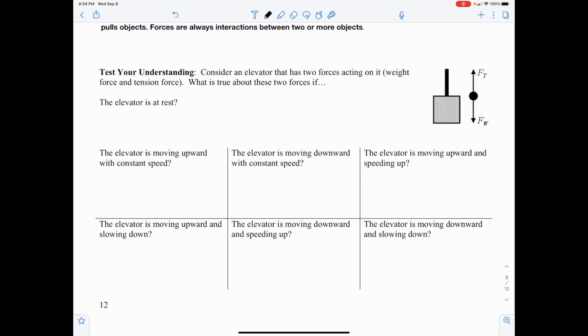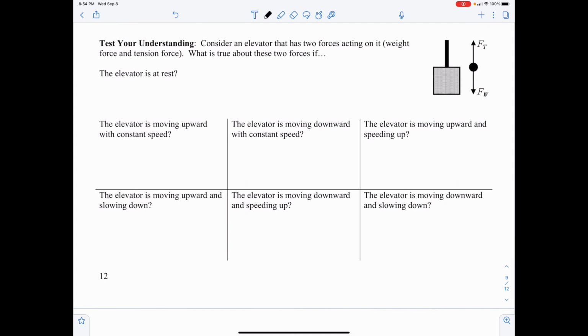Here's what we're going to do. I'm going to do a couple, and then I want you to pause the video and try and answer the remaining scenarios and see if you can figure out the relationship between tension and weight. Okay? And then resume the video to see how you did.